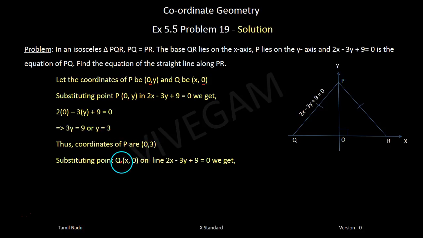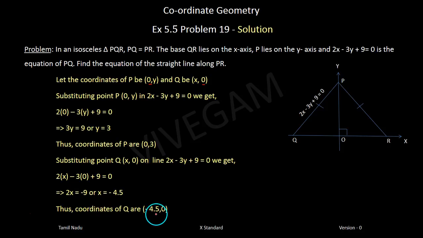Similarly, substitute Q, which is x, 0, on the line 2x minus 3y plus 9 equal to 0. So what will this equation become? It will become 2x minus 3 into 0, because the y value is 0, plus 9 equal to 0. So 2x plus 9 will be 0. This 9 will go to the other side and become minus 9. So 2x will be equal to minus 9, or x will be equal to minus 4.5. So the coordinates of Q is minus 4.5, 0.